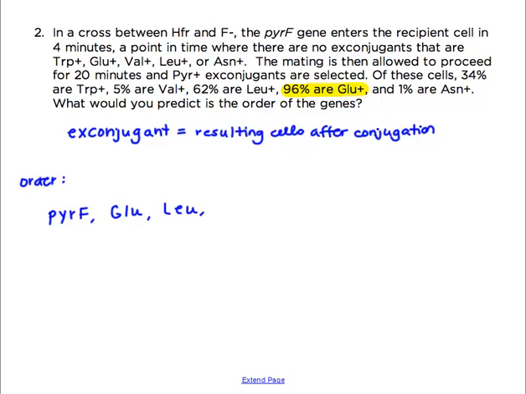Then after that, it would be 34% for tryptophan. So the next gene would be TRP. Then finally, you have the 5% for valine and the 1% for ASN. Okay, so this is the order of the genes. So this is the earliest to be transferred and the latest to be transferred. And remember, the reason is because contact is fragile.